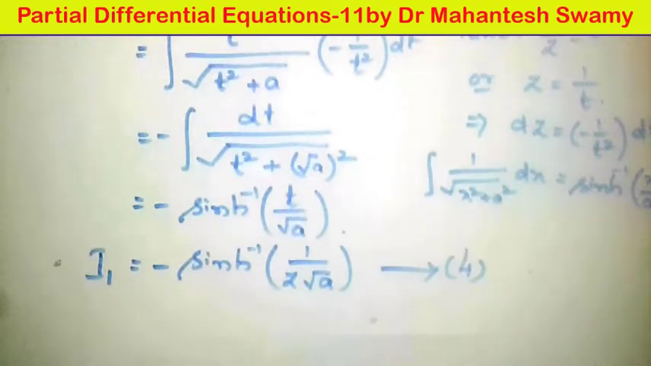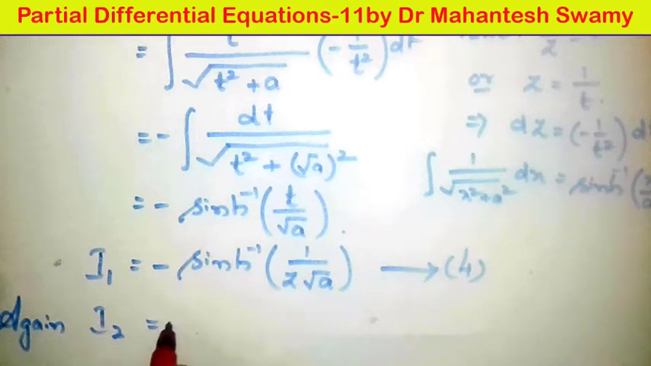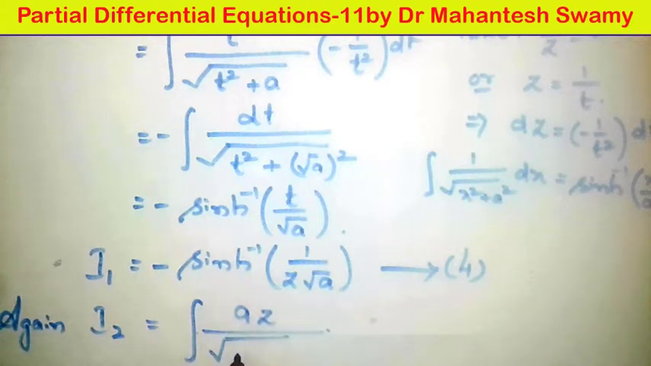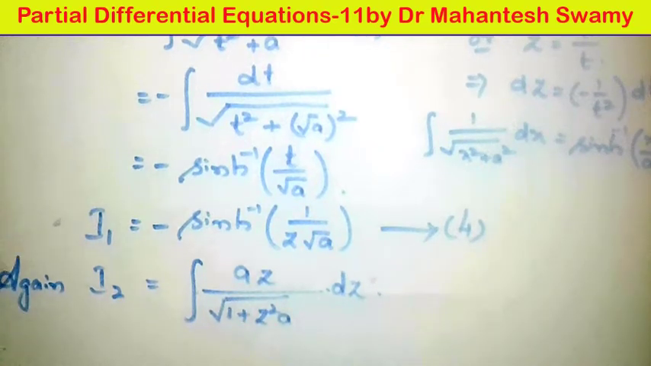So let us consider the second integral again. When we consider I2, what is I2? It is the integral of a into z divided by root of 1 plus z square a, dz. So here it is a very simple integral. In fact, if you look at the previous example which we have seen in the previous video, it is very much similar to that. So let us evaluate this integral by making use of a substitution again.